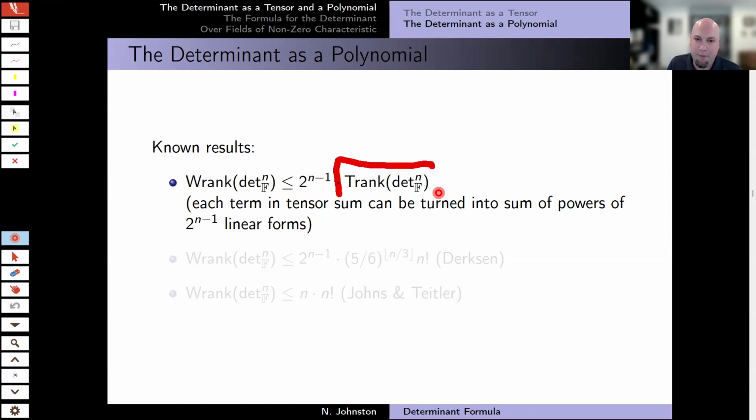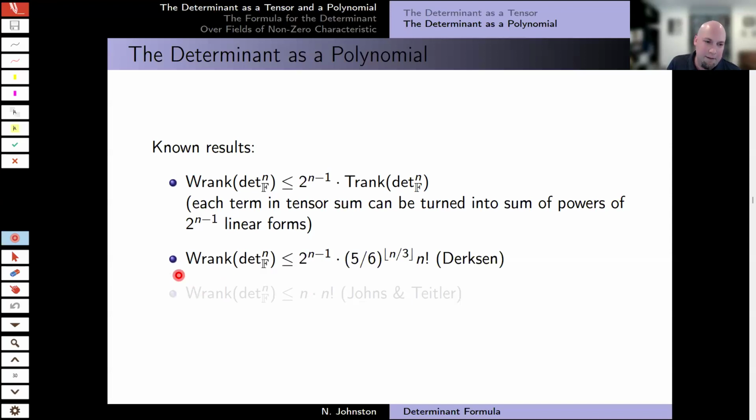We're really going to get new bounds on the tensor rank and then just use this fact and get stuff for free. So for example, at one point in time, not too long ago, the best known upper bound on the Waring rank was just 2 to the n minus 1 times that tensor rank upper bound from Harm-Dirksen that we saw a bit ago. And then it was improved by Johns and Tytler about a year ago, I think, to n times n, maybe 2 years, I don't know, a year and a half, somewhere in there, not too long ago.